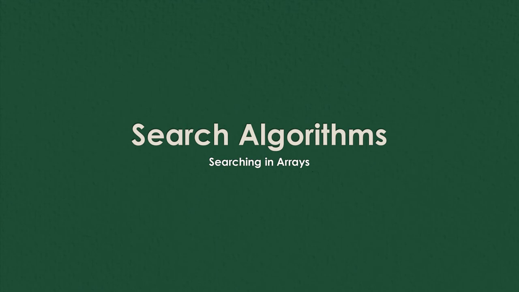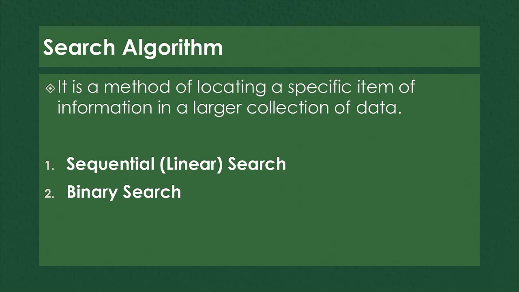In this session, we will discuss search algorithms that can be used in data structures. Here, we will discuss the different search algorithms that can be used in arrays. A search algorithm is a method of locating a specific item of information in a larger collection of data. Sequential or linear search and binary search are two of the most common types of search algorithms.